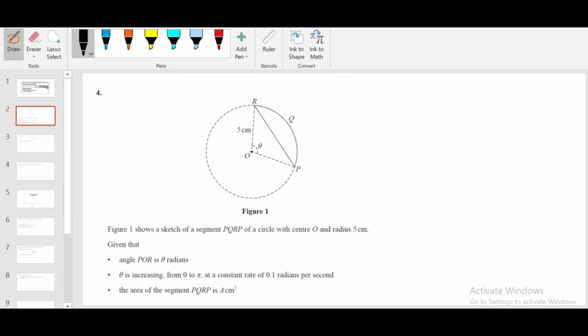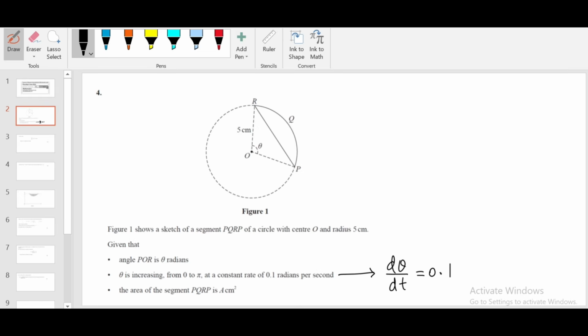Figure 1 shows a sketch of a segment PQRP. This is PQRP, this segment of a circle with center O, radius 5. The angle POR is theta radians. Theta is increasing from 0 to pi at a constant rate. So you should be able to change this into a mathematical expression. If theta is changing, d theta by dt is 0.1.